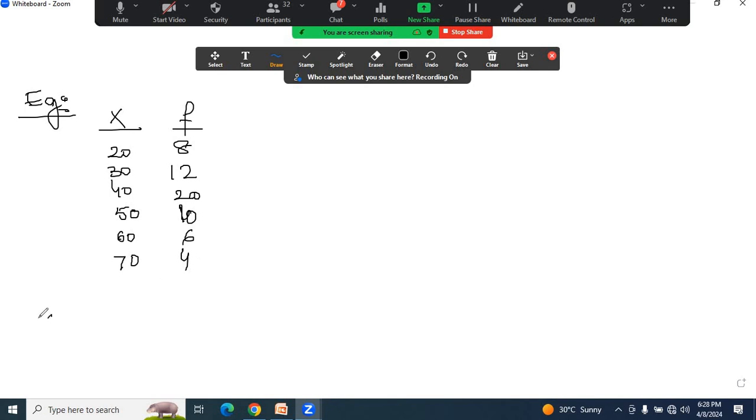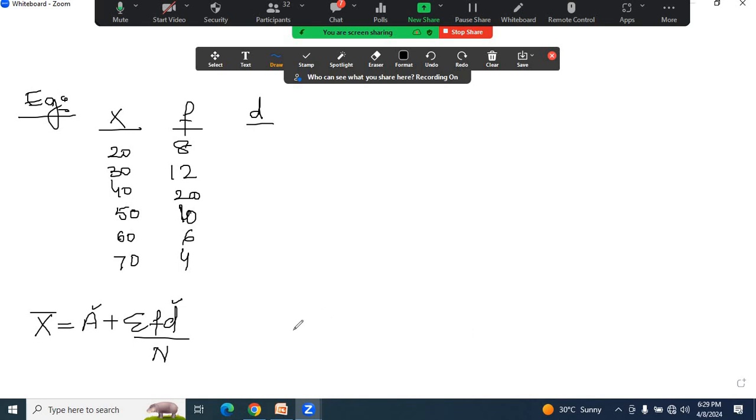Okay, so in the shortcut method we use the formula A plus summation fd upon n. If anyone has an idea what A and D are here, I don't want to pressure you. F you all know, N you all know. What are A and D here? No idea? Has anyone done statistics or mathematics at college level? Anyone? Yes, ma'am. Okay, so you must know, what is A here? No idea? No, ma'am. Okay, no problem.